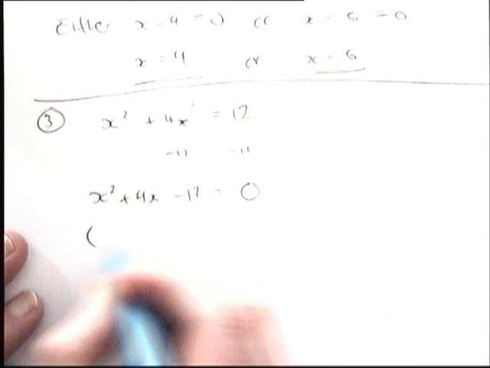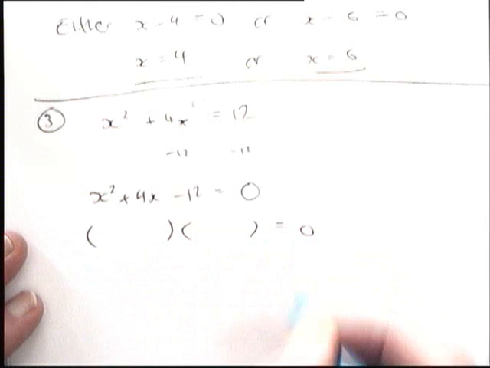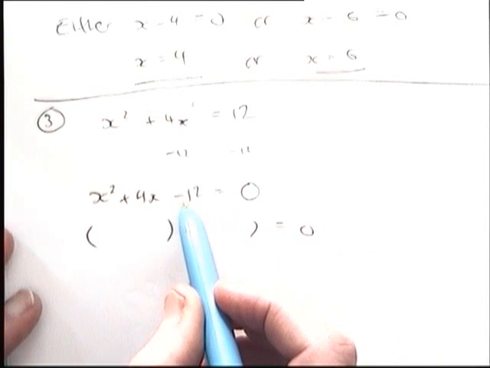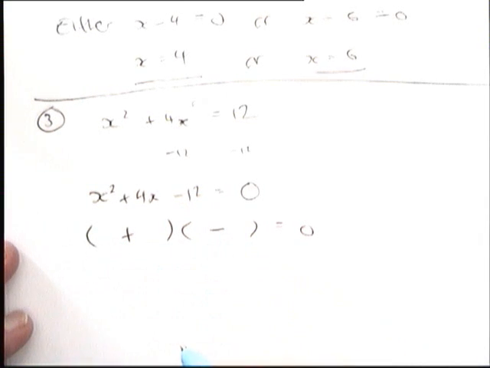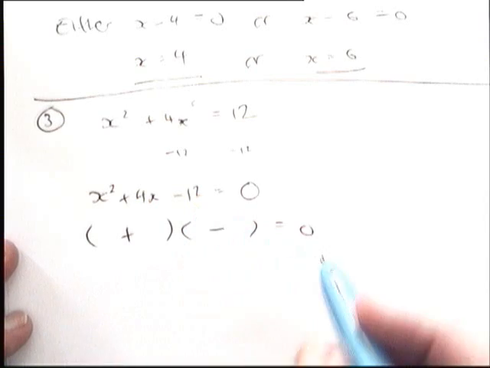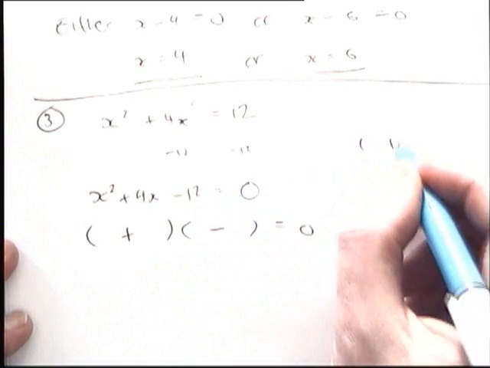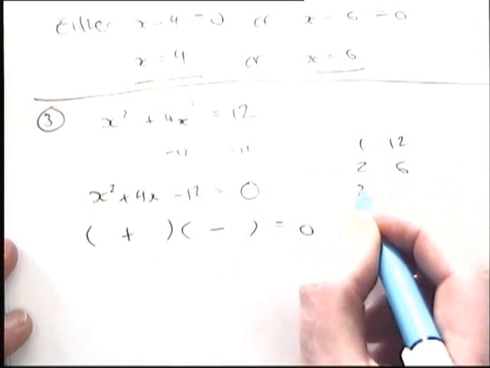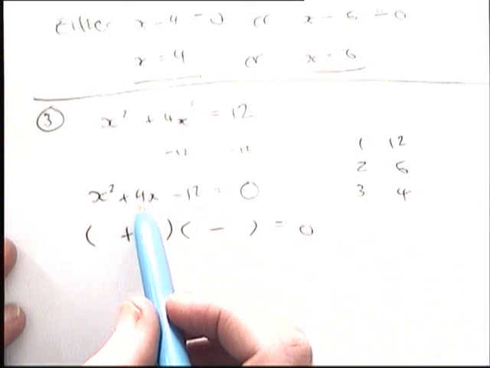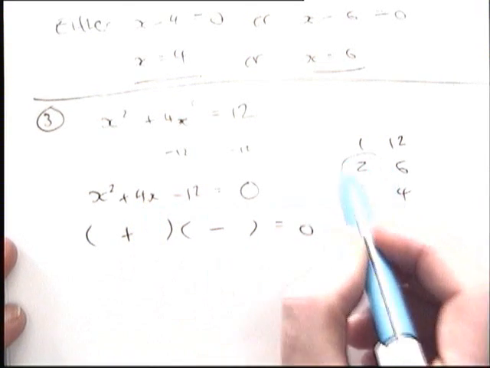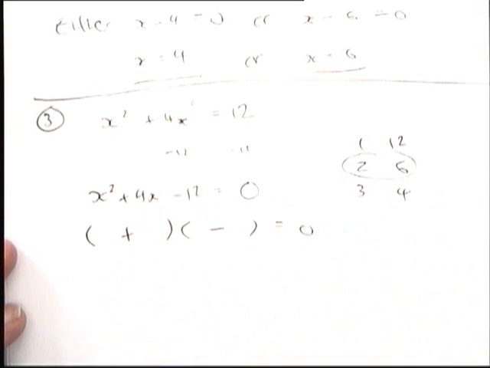And now I can get ready to do my two brackets. A minus sign here tells me the signs in the brackets will be different. That means one will be a plus, one will be a minus. Now I need numbers that times together to get 12. That could be 1 and 12, 2 and 6, or 3 and 4. And I need a pair of numbers that combine together to give me 4. I can get a 4 from a 6 and a 2. 6 take away 2 is 4.